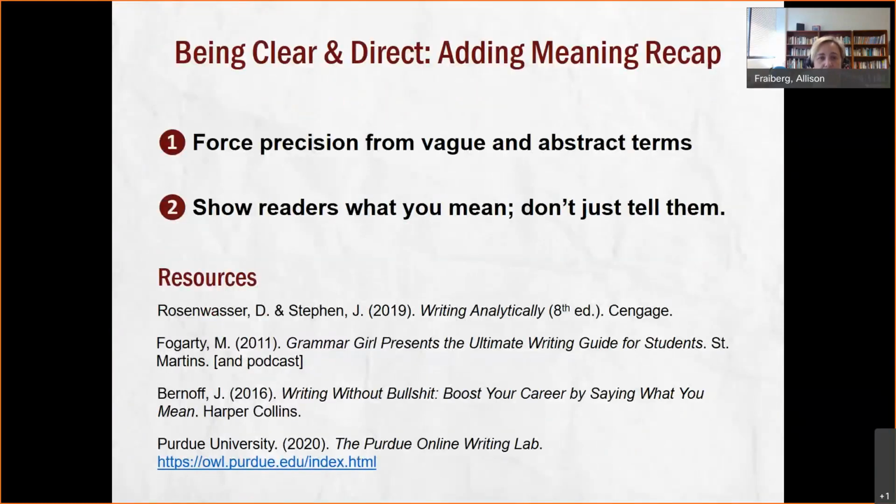So here's a quick recap. You want to force precision from vague and abstract terms by first identifying them, and then interrogating them with who, what, when, where, why, how questions, and then putting the details in that will help us see what you see inside those abstractions. And 2, you want to show readers what you mean, not just tell them. Help a reader experience what led you to the conclusions that you arrived at.